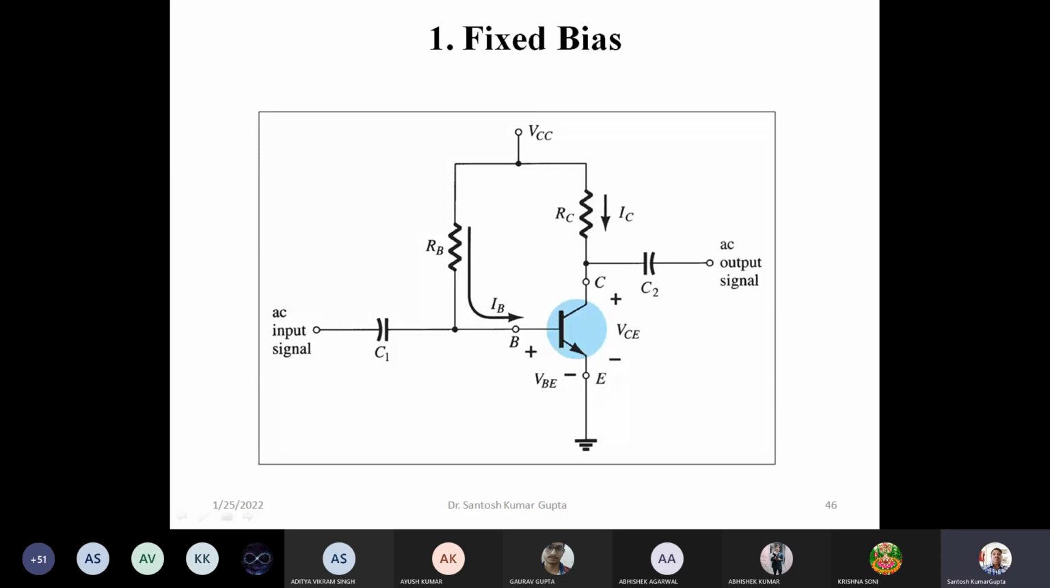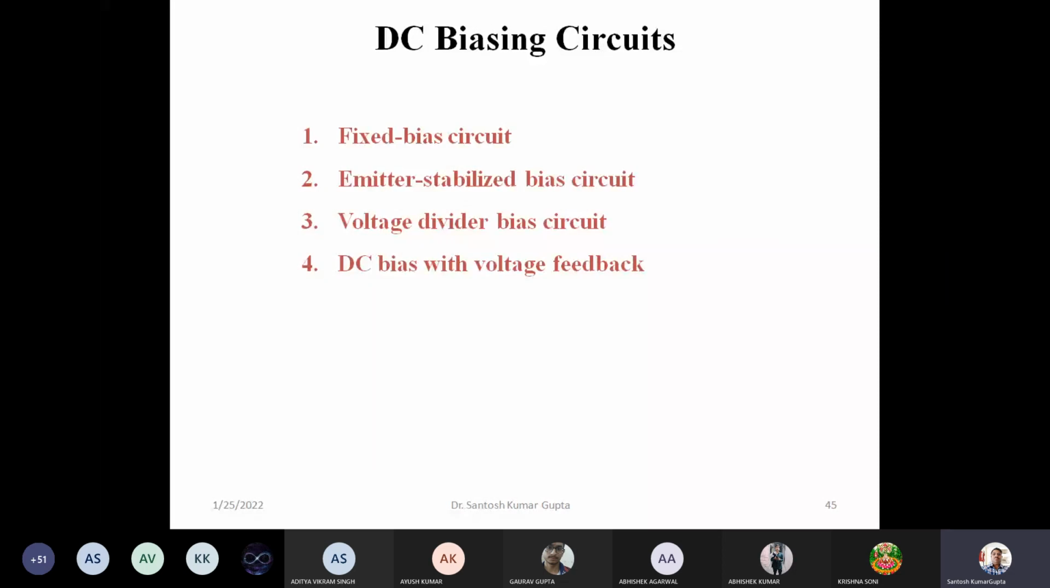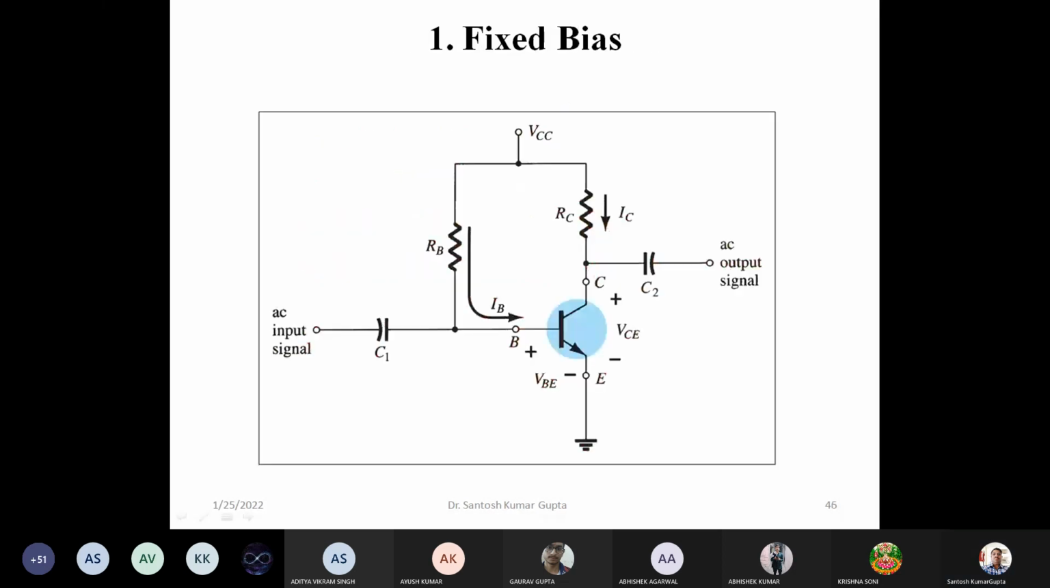In the last lecture, we started to discuss the different biasing circuits. We started with the fixed bias circuit. In the fixed bias circuit, we use a single voltage source VCC through two resistances RB and RC to derive voltages for emitter junction JE and collector junction JC.